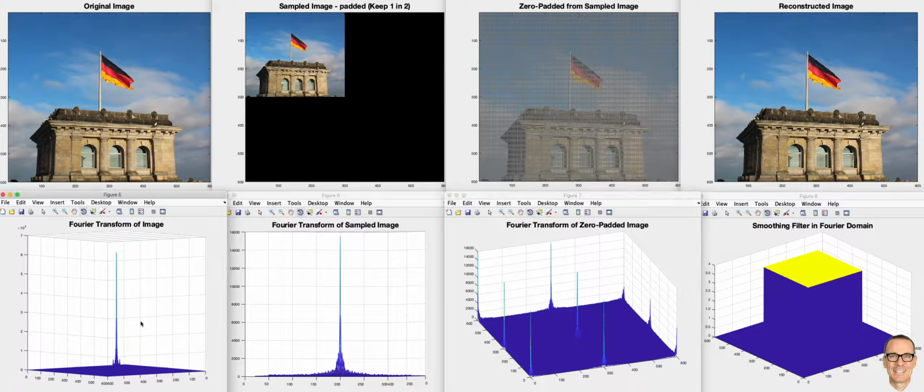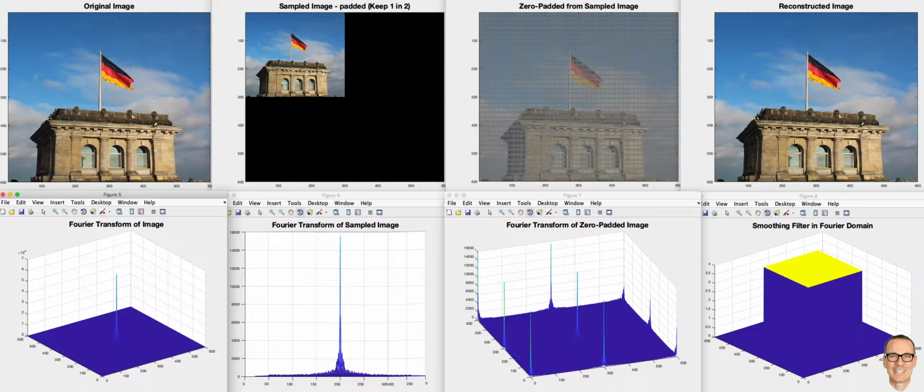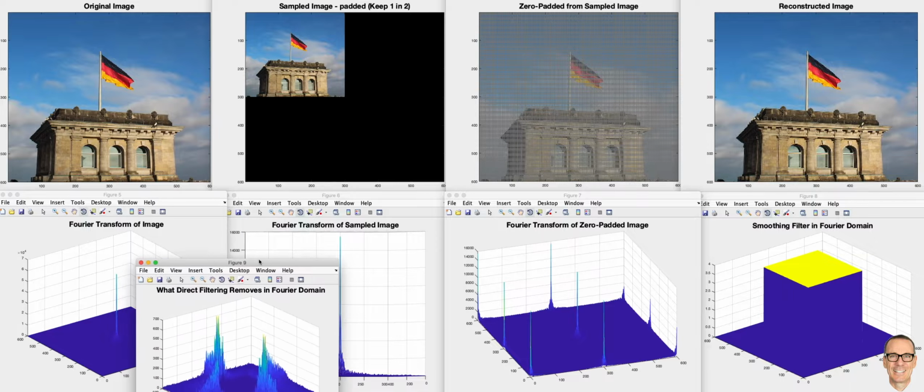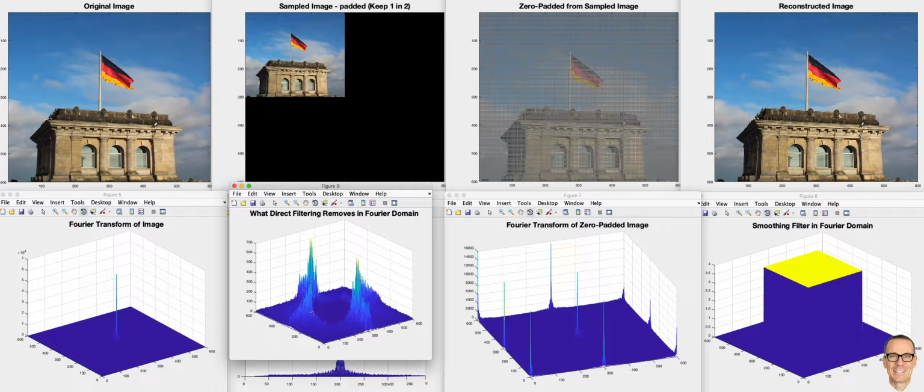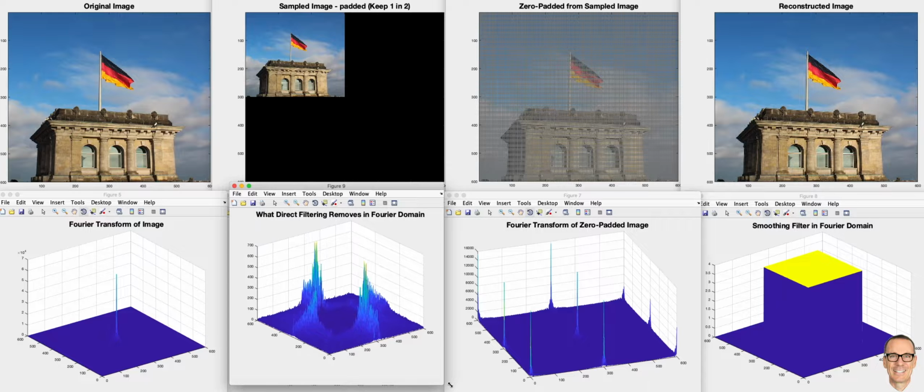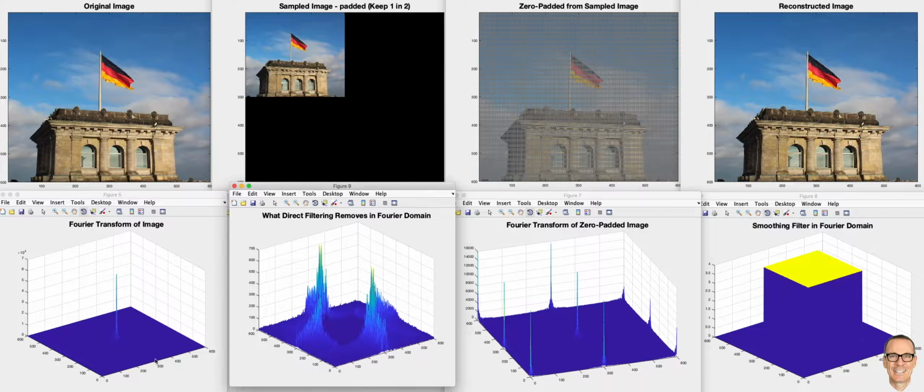And that would remove all of the parts from the original image that are in this outer region. What that means is all of the high frequency parts. And that would be all of these components here. So here I've plotted the components of this Fourier transform, which would be removed if you applied this filter directly to it. And don't forget, filtering in the image domain is a convolution, and in the frequency domain, it's a multiplication, because convolution in one domain is multiplication in the other.